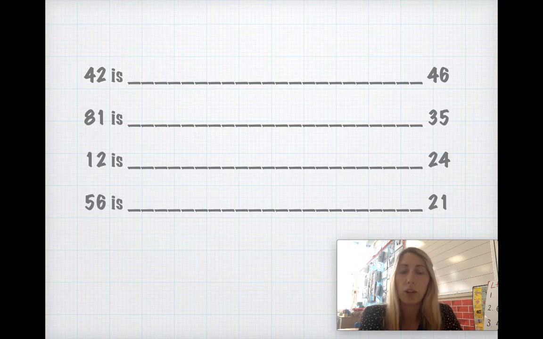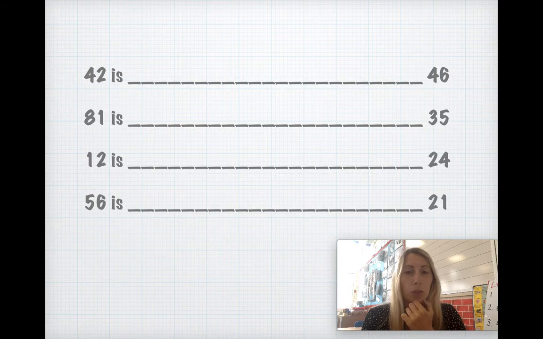And then 12 is something 24. Is it greater than or less than? So 12 is less than 24. And then 56, is it greater than or less than 21? So 56 is greater than 21. You can see the numbers in the ones column are greater and the numbers in the tens column are greater. So if you are confident with using that language, we'll move on to using the symbols.